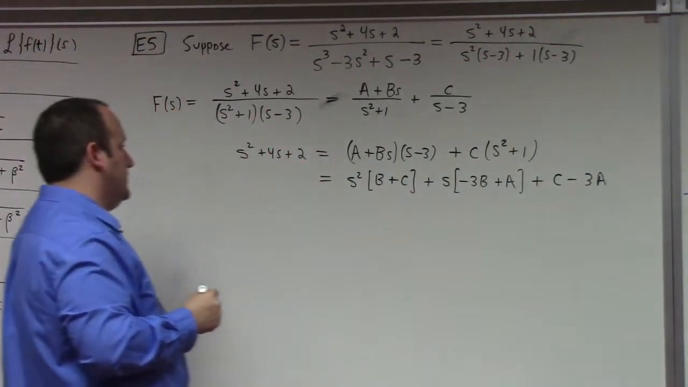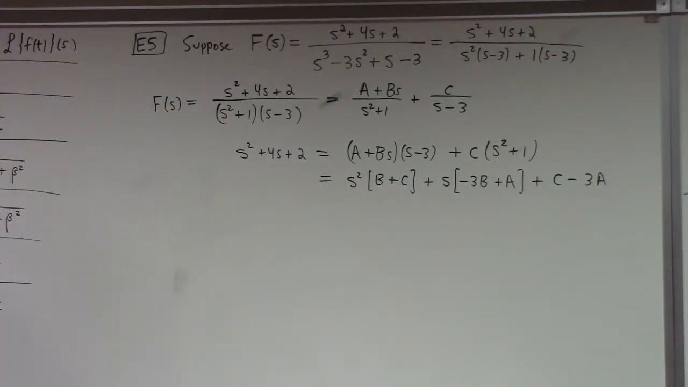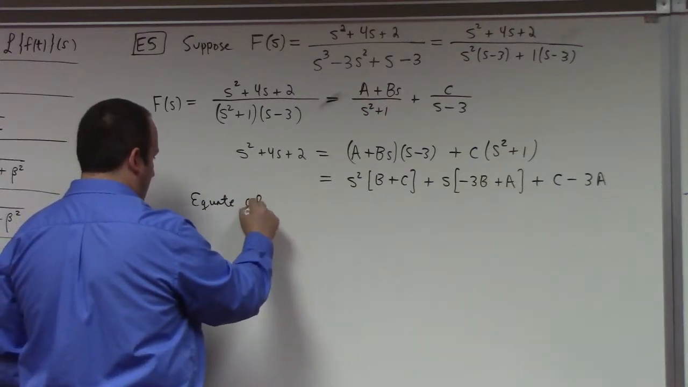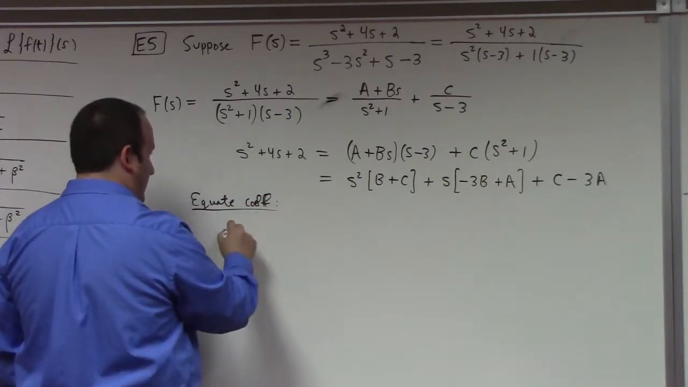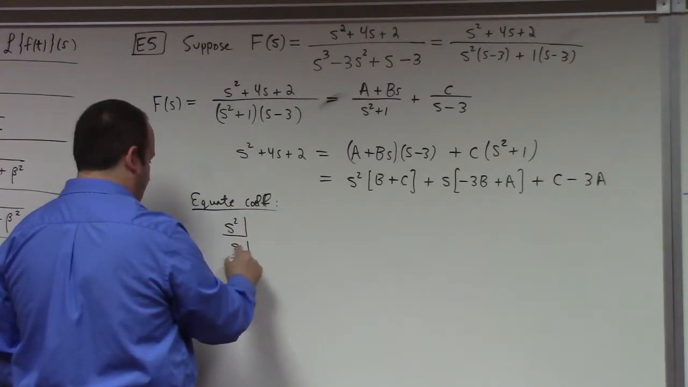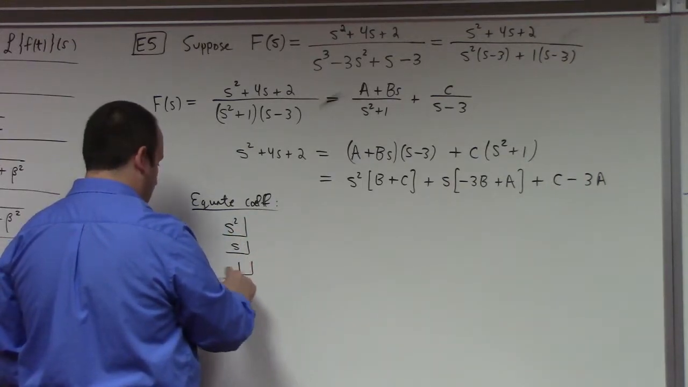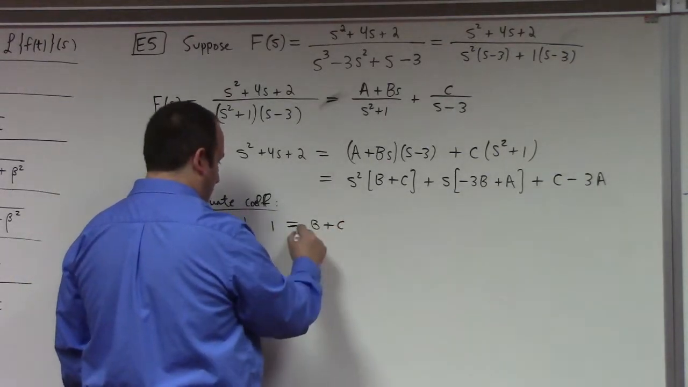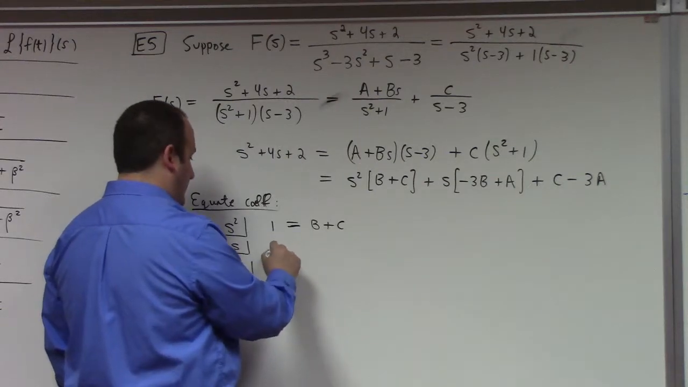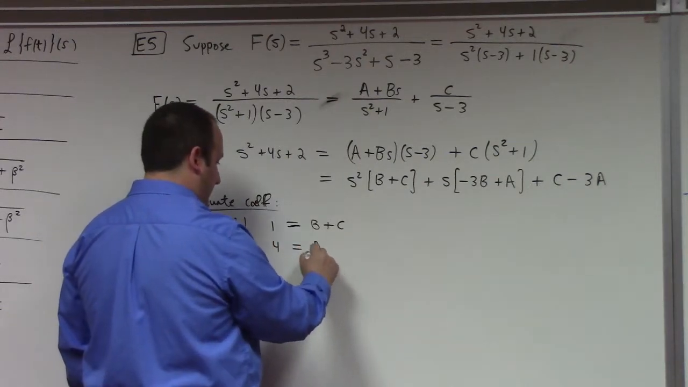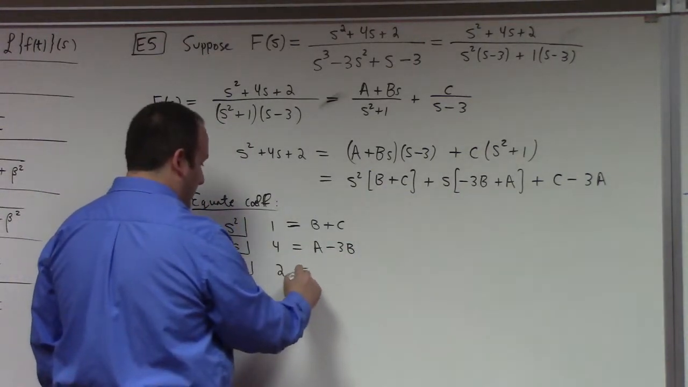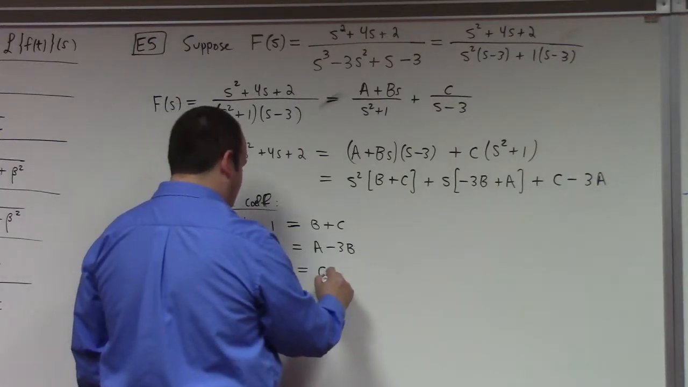So here we have a quadratic in s on both sides, and we can equate the coefficients. So equating coefficients, I've got my s squared, my s, and my constant. So s squared gives me 1 equal to b plus c. My s gives me 4 is a minus 3b. And my constant terms are 2 equal to c minus 3a.